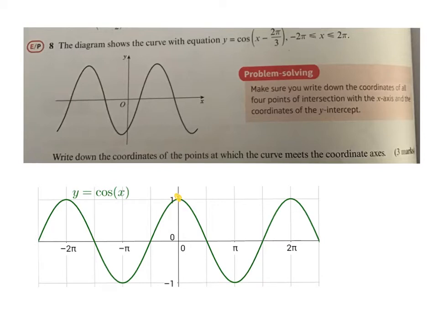This point has moved across by 2 pi over 3 radians to there. So we've got a translation, it's moved across, and that's moved from there. So how do we describe this? Well, we can say it's translated by 2 pi over 3 radians. What we've got to do is identify where it meets the axes.